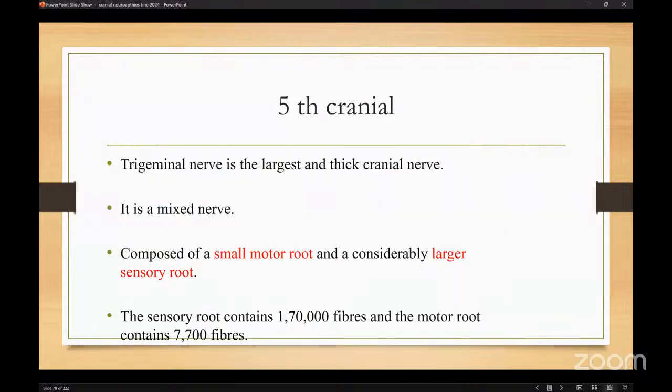So now we move on to the fifth cranial nerve. The fifth is the largest, thickest cranial nerve. It's a mixed nerve. It has a small motor root and a large sensory root.